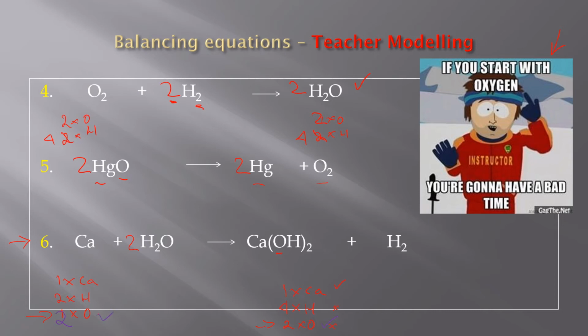But what have I changed now? I've changed my hydrogens. 2 times 2 is 4 hydrogens. That's 4 hydrogens, so that's now balanced. And my calciums are all balanced as well. Okay, so it's a little bit of a process of elimination of going through things. That one worked out being easy in that we really only had to put one number in there.